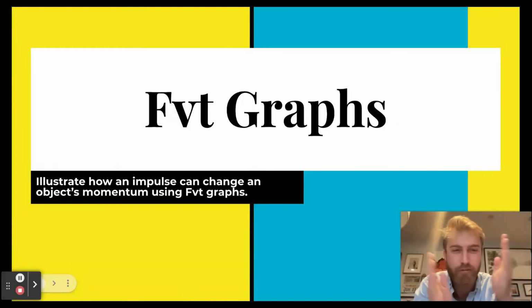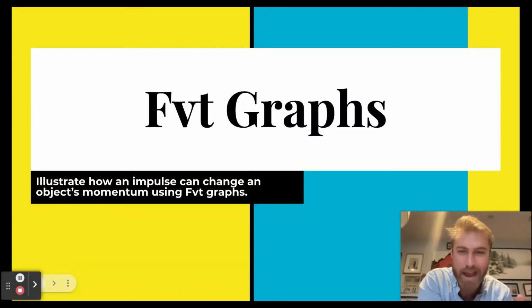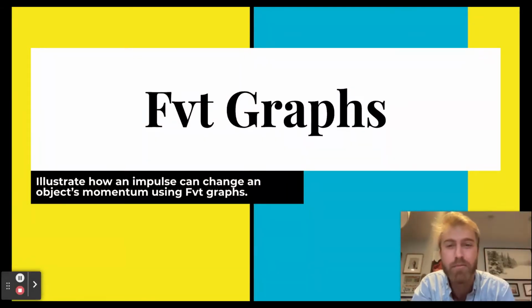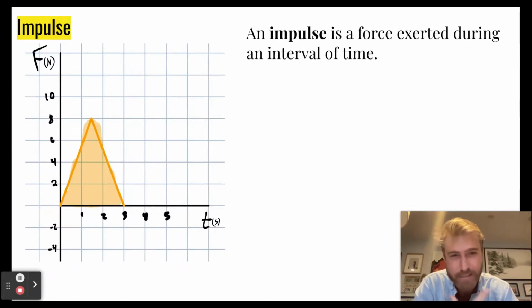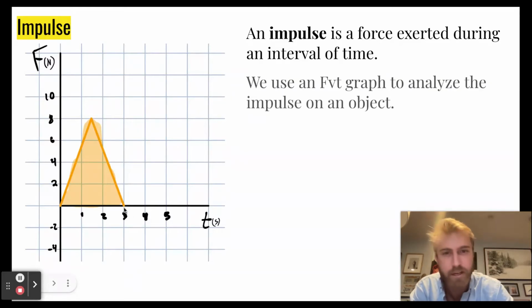All right, let's learn about force versus time graphs, and let's illustrate how an impulse can change an object's momentum using these F-vs-t graphs. Here's one right here, and let's establish that an impulse is a force exerted during an interval of time. So it often happens during a collision. Here's our time on the x-axis, and here's our force.